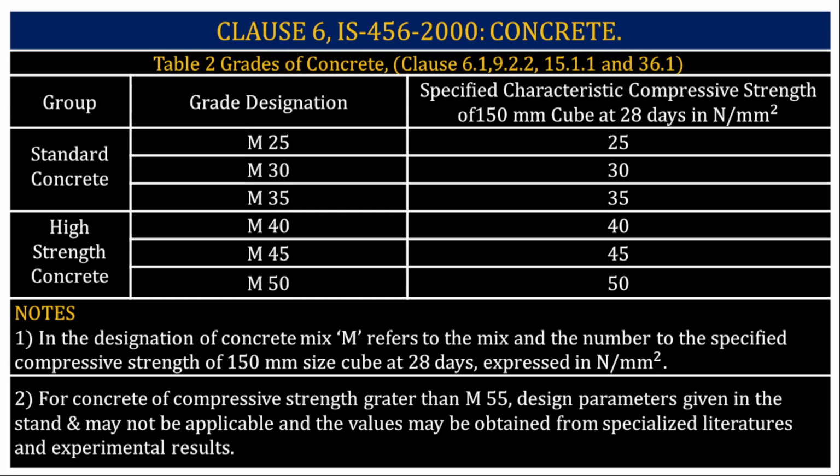Notes. Note 1. In the designation of concrete mix, M refers to the mix and the number to the specified compressive strength of 150 mm size cube at 28 days, expressed in Newton per square millimeter. Note 2. For concrete of compressive strength greater than M55, design parameters given in the standard may not be applicable, and the values may be obtained from specialized literature and experimental results.